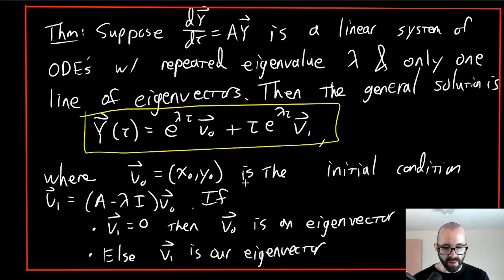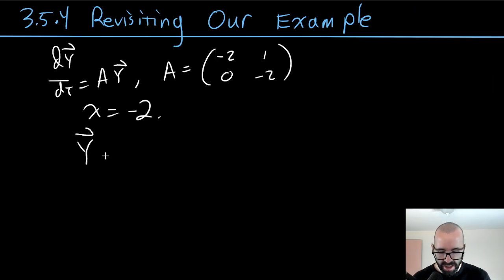Well, let's look at our theorem. We have a linear system, check. With repeated eigenvalue, check. Only one line of eigenvectors, that's pretty much always going to be checked. Then this is the general solution. Let's write it down.